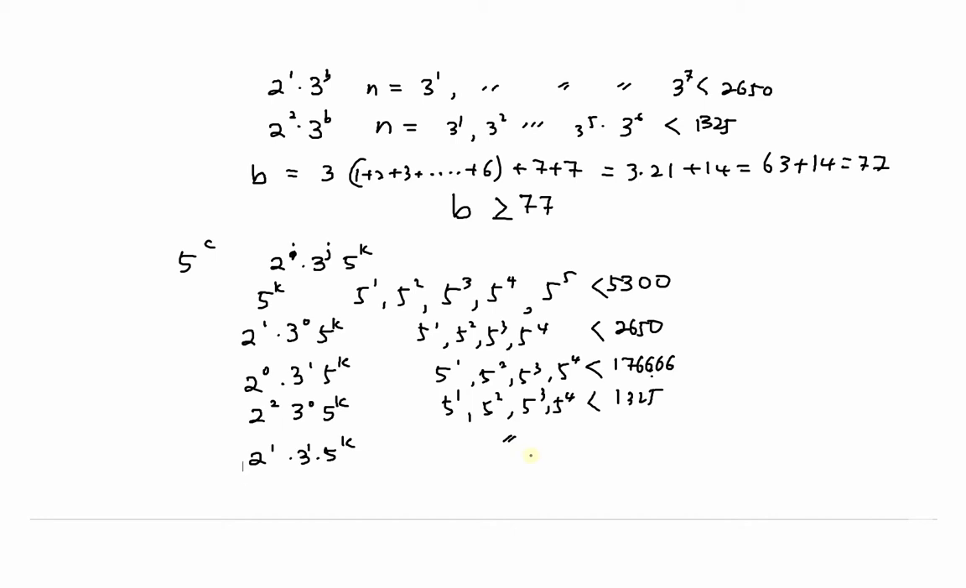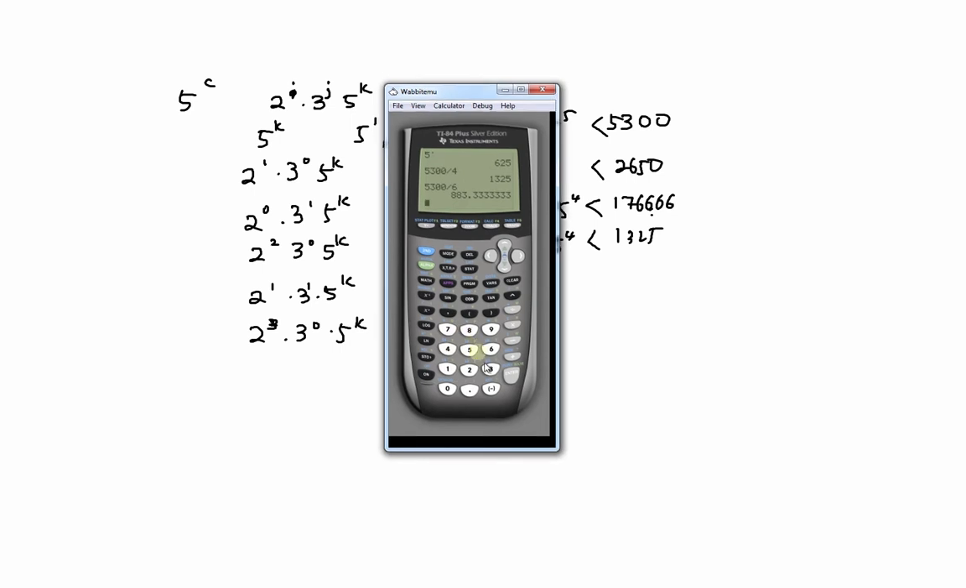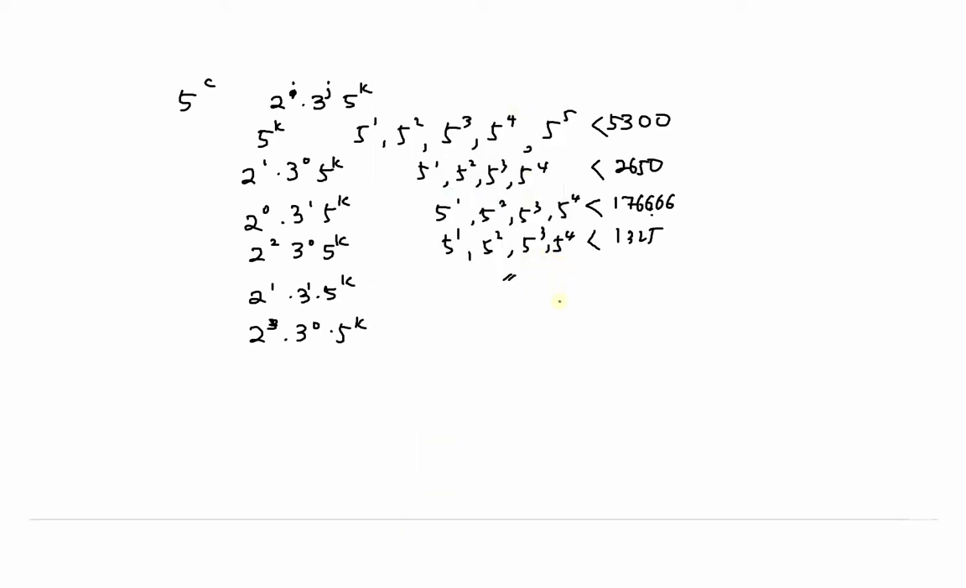Let's scroll down. What if you have 2 to the 2nd? Okay, we have 6. Oh, we can have 2 to the 3rd. Now we have 8, right? And then 3 to the 0, and then 5 to the k. So we divide by 8. So 5300 divided by 8, you're gonna get 662.5. Oh, that's very close to that 625. So we still take the 5 to the 4th.